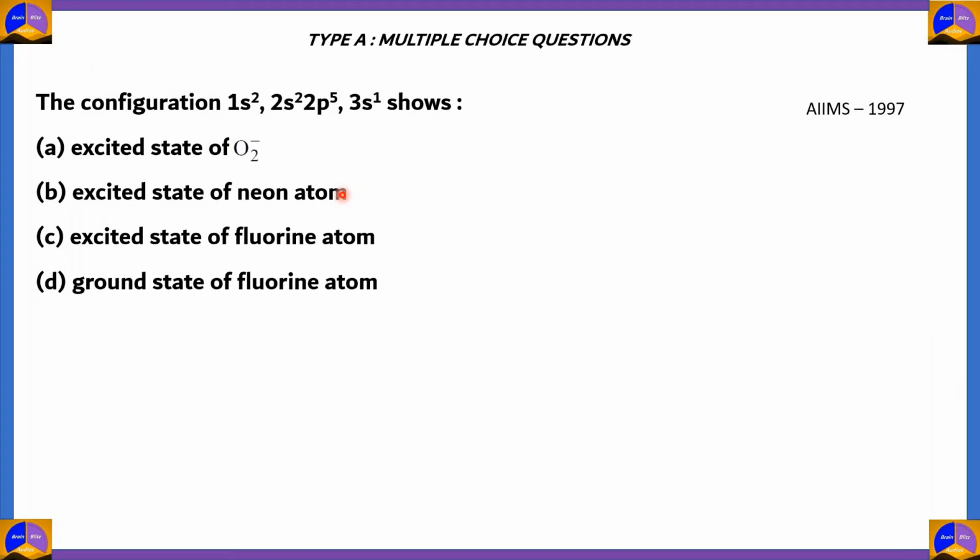So this is the first question. The configuration 1s2, 2s2, 2p5, 3s1 shows excited state of oxygen ion, excited state of neon atom, excited state of fluorine atom, and the ground state of fluorine atom. So let's learn something more about the configuration 1s2, 2s2, 2p5, 3s1.